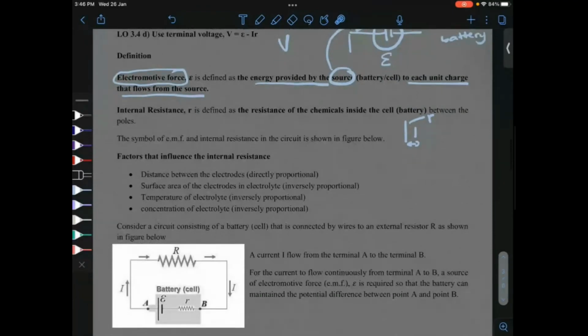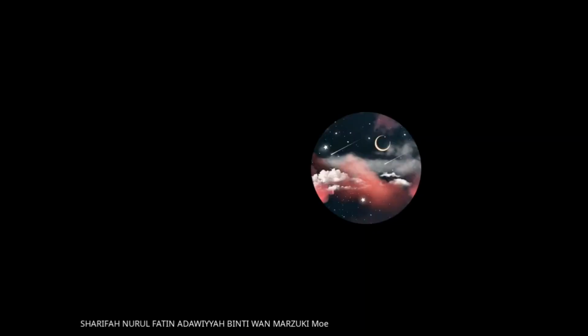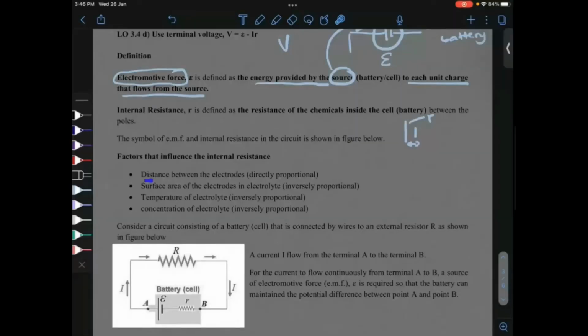Okay, the factors that influence the internal resistance. Ini adalah faktor-faktor yang akan affect your internal resistance, iaitu the distance between the electrodes, directly proportional. So, think electrolysis. Electrolysis tu kamu akan ada masukkan kaki cathode dengan anode dalam solution tu kan? Yes, okay. So the distance between the electrodes here will affect your resistivity. Contohnya, if the distance between the electrodes is greater, you are going to have greater internal resistance because they are directly proportional. So as your D increases, your internal resistance is going to increase juga.